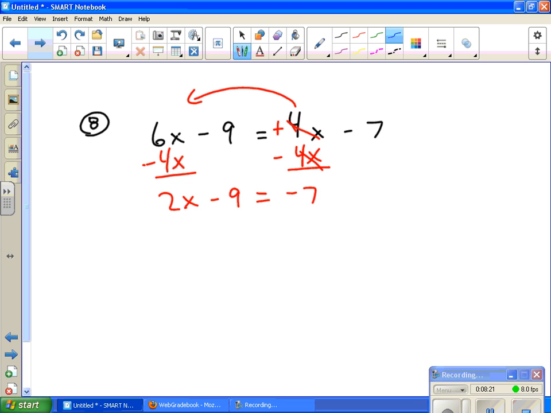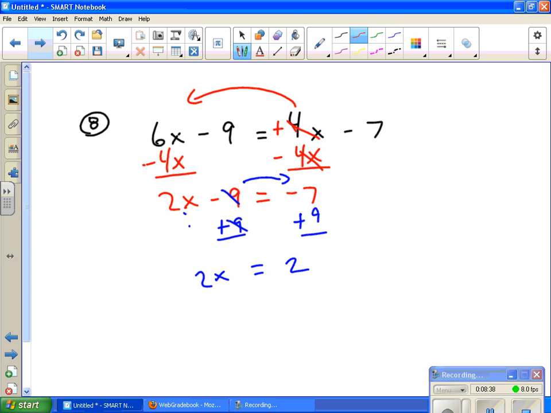Bring everything that's not a variable term to the other side. It says minus 9, so undo that by adding 9. You add 9 on the left, you need to add 9 on the right. You're left with 2x on this side. These will cancel each other out, equals negative 7 plus 9 is a positive 2.